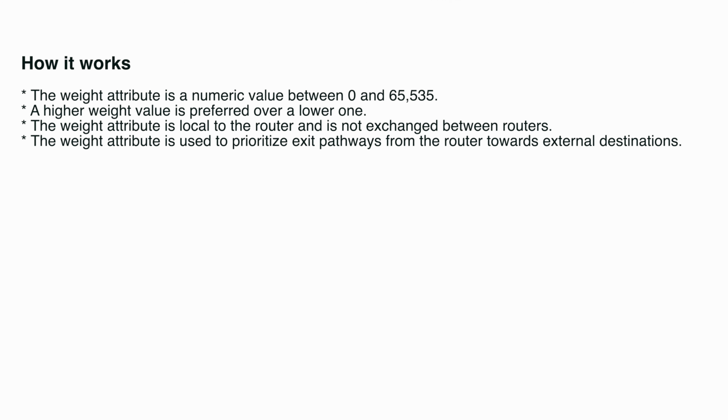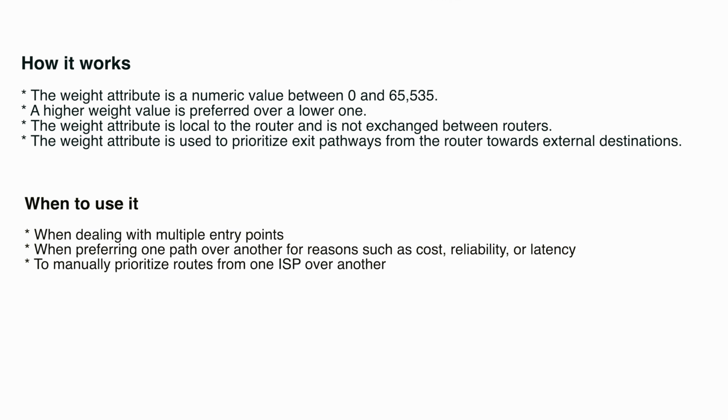So how it works. The weight attribute is a numeric value between 0 and 65,535. A higher weight value is preferred over a lower one. The weight attribute is local to the router and is not exchanged between routers. It is used to prioritize exit pathways from the router towards external destinations. When to use it? When dealing with multiple entry points, when preferring one path over another for reasons such as cost, reliability, or latency, or to manually prioritize routes from one ISP over another.